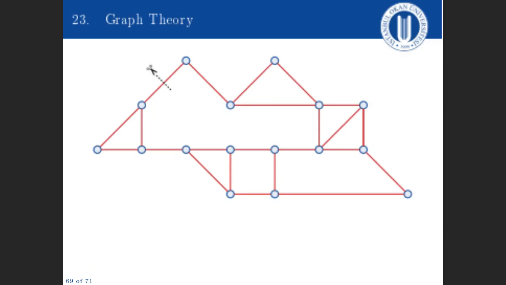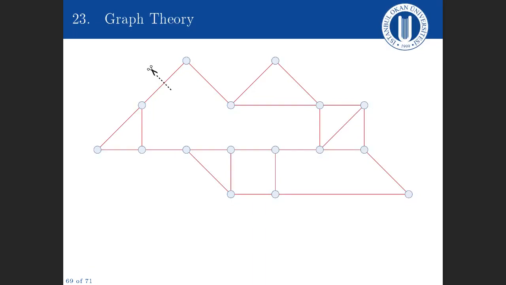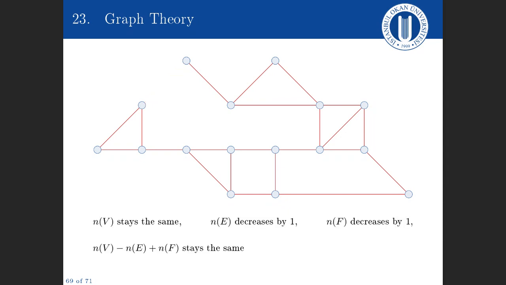What else can we do? We could cut one of the edges. What happens to the number of vertices if we cut this edge? Nothing. The number of vertices will stay the same. What happens to the number of edges if I remove this edge? The number of edges goes down 1.